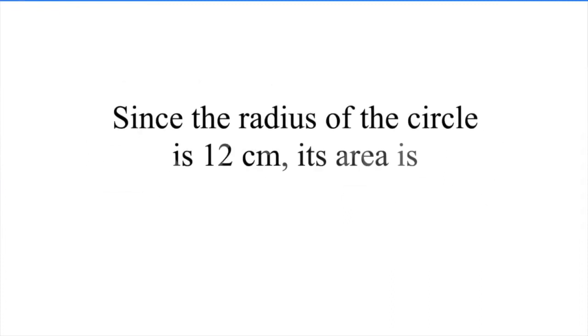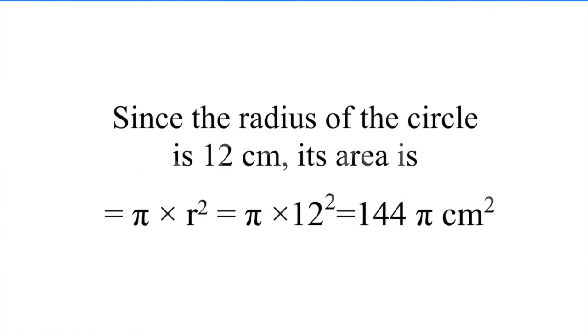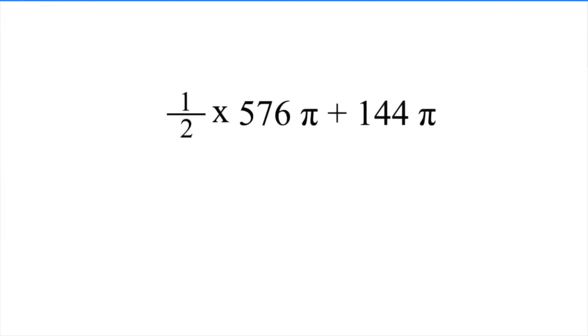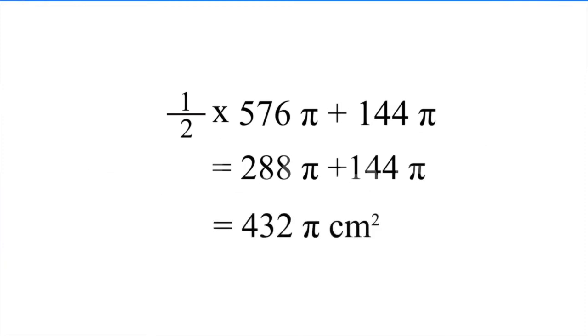Since the radius of the circle is 12 centimeter, its area is pi r square = pi into 12 square = 144 pi centimeter square. So, the surface area of the hemisphere is half into 576 pi plus 144 pi = 288 pi plus 144 pi = 432 pi square centimeter.